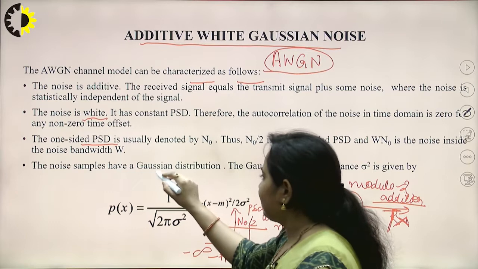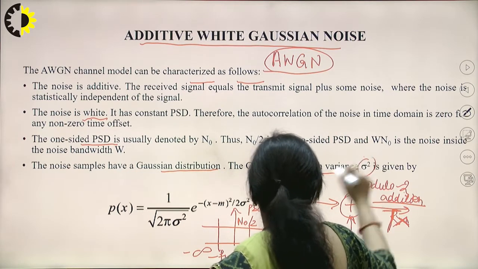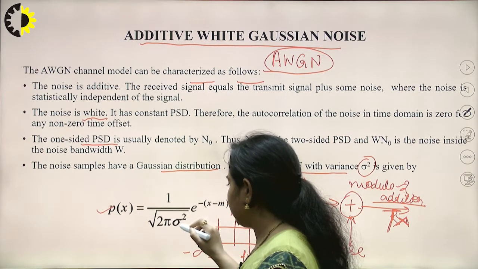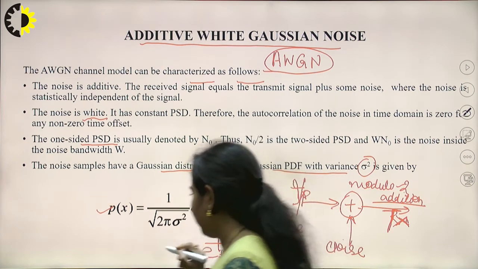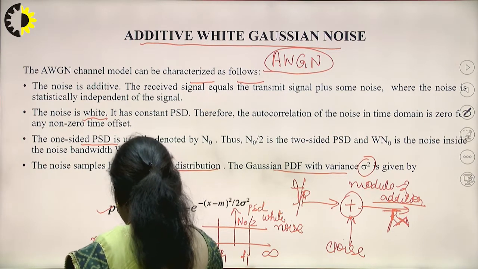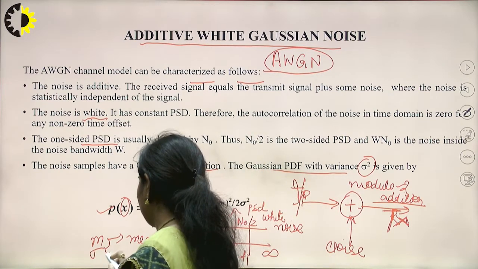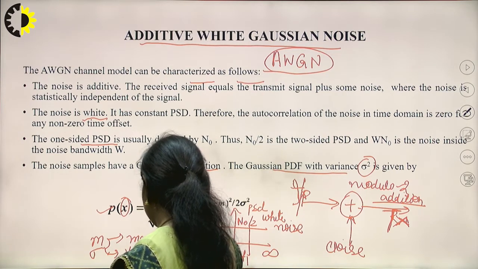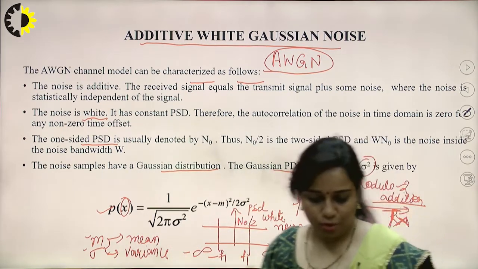Now next is that noise samples have a Gaussian distribution. The Gaussian PDF with variance sigma square is given by this equation. P(x) is equal to 1 upon under root 2 pi sigma square, e to the power minus (x minus m) whole square upon 2 sigma square, where m is the mean of the random variable x, and sigma square is the variance. So this is the very common Gaussian distribution function. Sigma square is the variance, m is the mean. So this is how you have to calculate the additive white Gaussian noise concept.